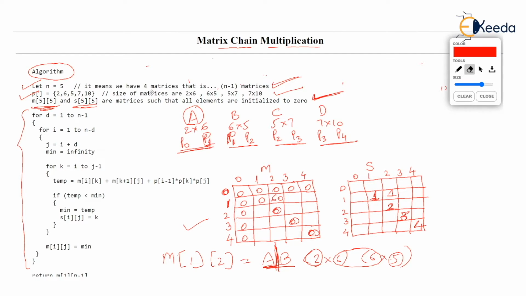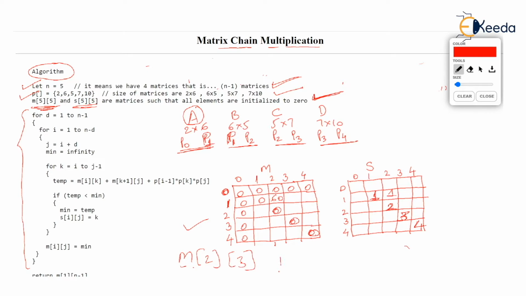Similarly, now without wasting any more time, you know all this already from the earlier video. What will be the next element to be computed? You recall we are going to compute M23, and M23 means we are multiplying B with C, which is going to be 6 into 5 into 7, that is 30 into 7, that is going to be 210. And the cut is at B because we are multiplying B with C. So I'll initialize S23 to 2.